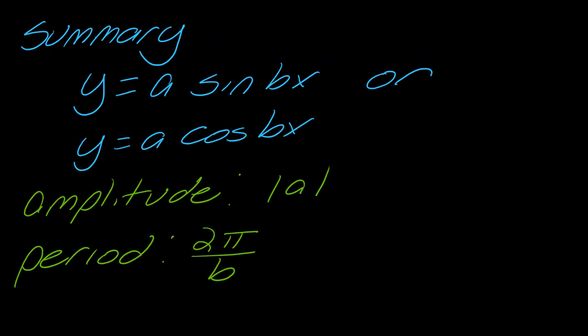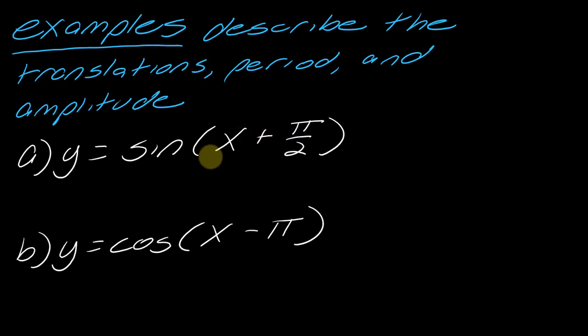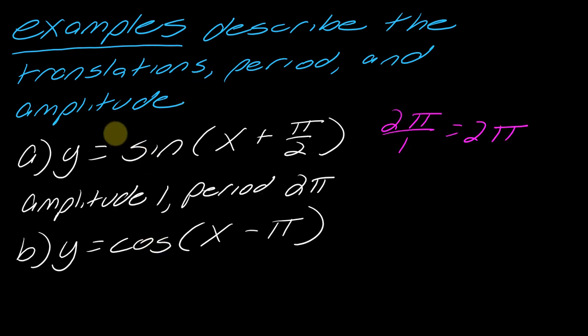Okay, so in this example that I'm looking at here, notice I have no number in front of sine and no number really in front of the x. What that tells me then is that the amplitude is 1. If there's no number here, we just assume it's 1. And then for the period, remember we use that formula 2 pi divided by 1. This would just be 2 pi.